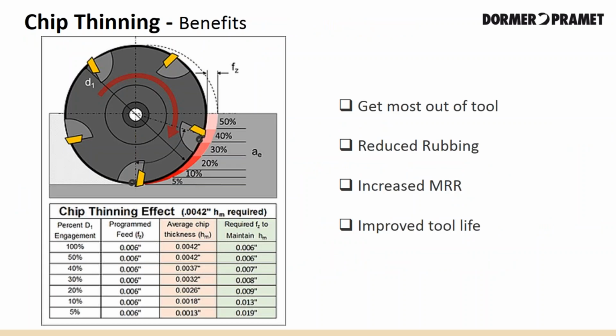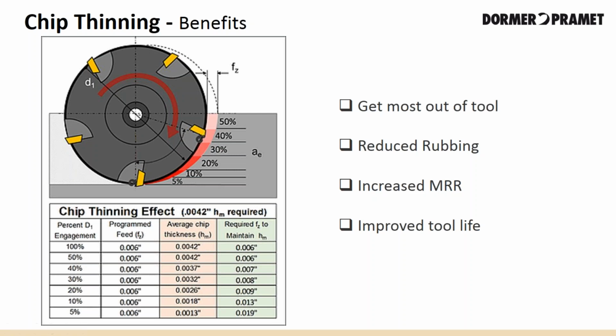In this picture, the red area in the table above illustrates the resulting average chip thickness, or the HM, achieved when the radial engagement of the cutter is reduced and the feed per tooth is not increased. When using 50% to 100% of the cutter diameter, the feed rate of 0.006 will produce a 0.0042 HM required by the edge prep of this tool for chip thickness. As you can see here, at 100 or 50%, your chip thickness is 0.0042.